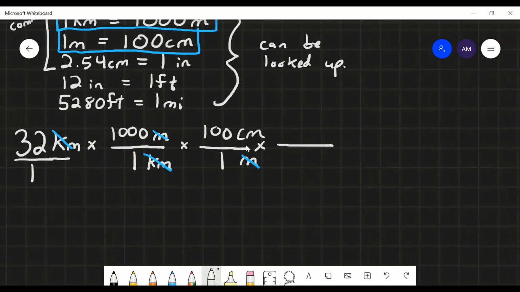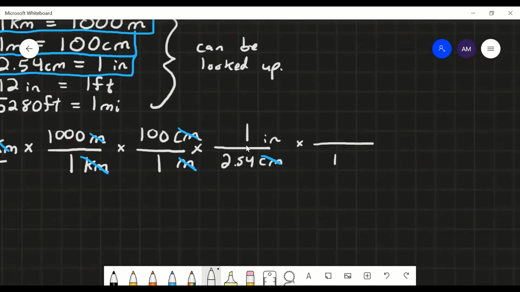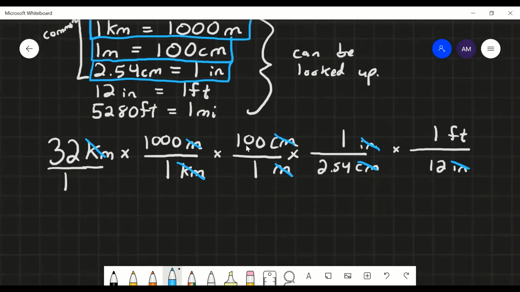Times centimeters, inches. Well, this is 2.54 centimeters for every 1 inch, as suggested by this equation. That cancels our centimeters. And then another times. This is going to be a very long calculation. 12 inches is the same as 1 foot. This cancels the inches, and this equation was used.